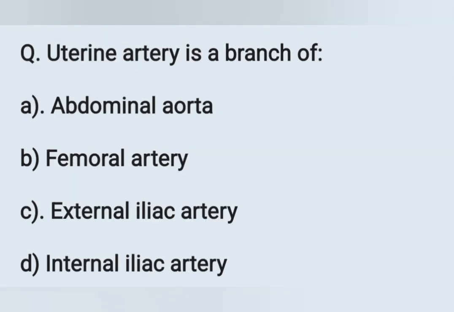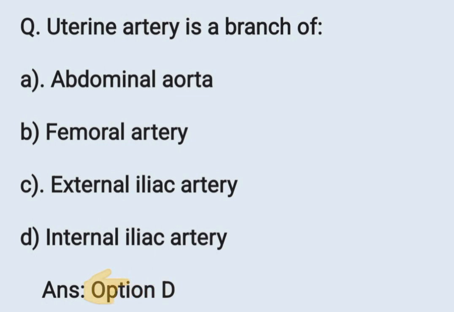Move on to the next question. The uterine artery is a branch of, options. Option A abdominal aorta, option B femoral artery, option C external iliac artery, option D internal iliac artery. The uterine artery is the branch of the internal iliac artery. Option D is the correct answer.